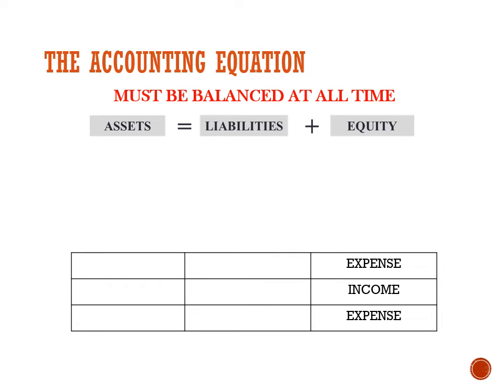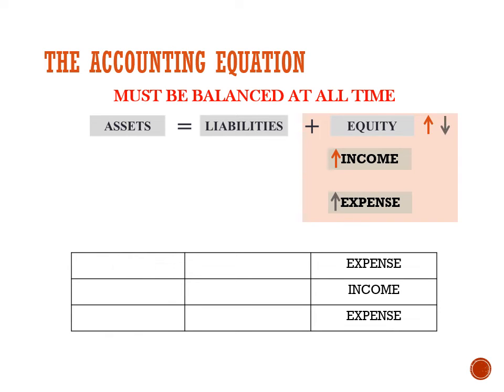For equity, we have learned that part of equity is income and expense. So whenever we record an income, the equity amount will change. Whenever we record an expense, the equity amount will also change. The rule is, whenever we record an income, which will increase the total income, equity will also increase. Whenever we record an expense, which will increase the total expenses, equity will decrease.